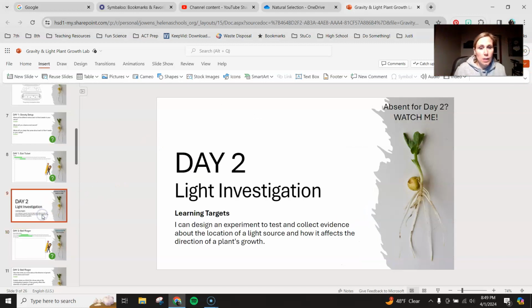Your learning target for day 2: I can design an experiment to test and collect evidence about the location of a light source and how it affects the direction of a plant's growth. So day 1, we focused in on gravity and how it influences the growth of roots. Today, we're going to look at light and how it influences the growth of the stems of a plant.